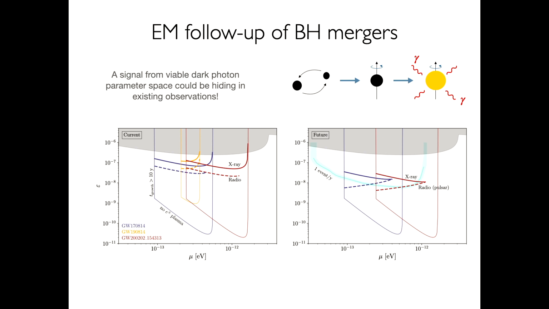So you point at a rapidly rotating black hole that you just discovered in a merger with either an X-ray telescope or a radio telescope. And these plots are showing you the reach with current and next generation telescopes. So you could see some of these events in existing data and potentially orders of magnitude better with future detectors.